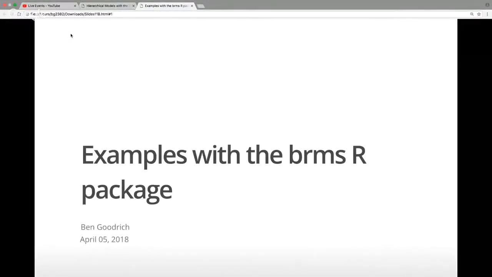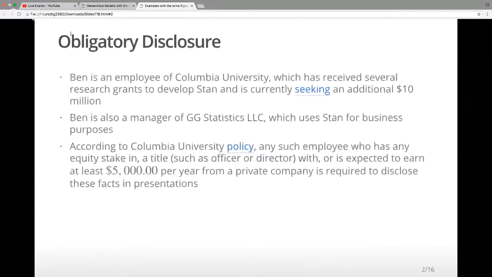Today we're going to continue talking about the BRMS R package, continuing what we were doing on Tuesday. Also throw in a little bit of R.